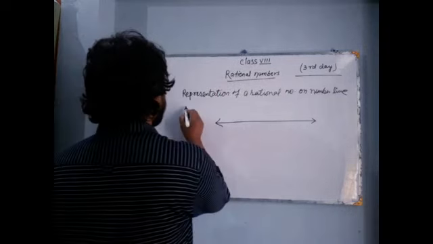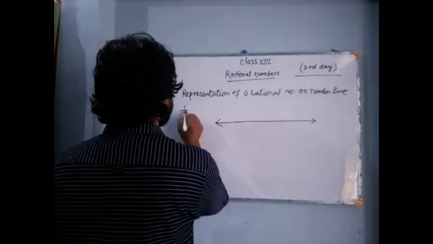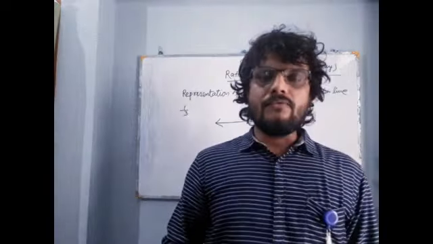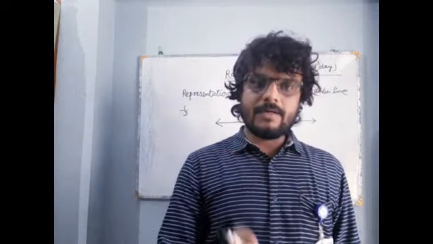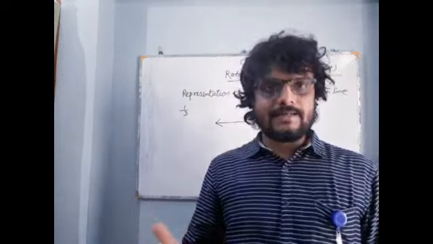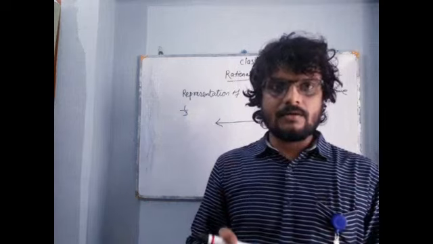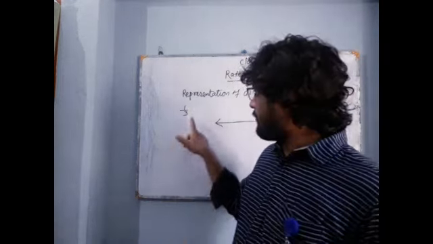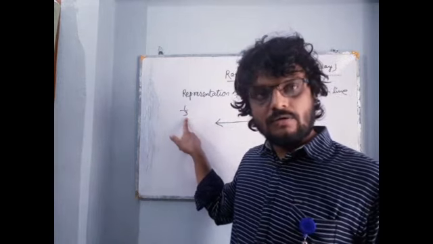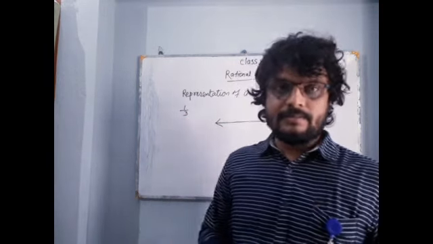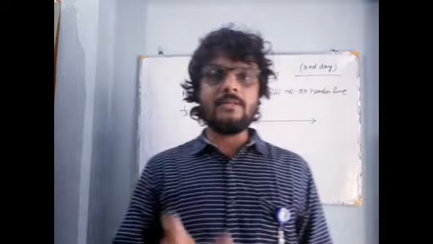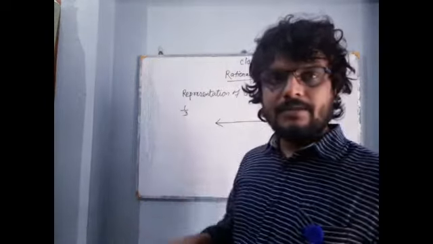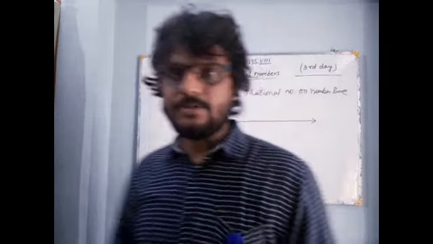Suppose that you have to represent 1 by 3 on a number line. At first see which two numbers 1 by 3 lies between. Got it? Then we see that 1 by 3 is greater than 0 but less than 1. That's why 1 by 3 lies between 0 and 1. And since 1 by 3 is positive, we take only positive numbers. Got it?